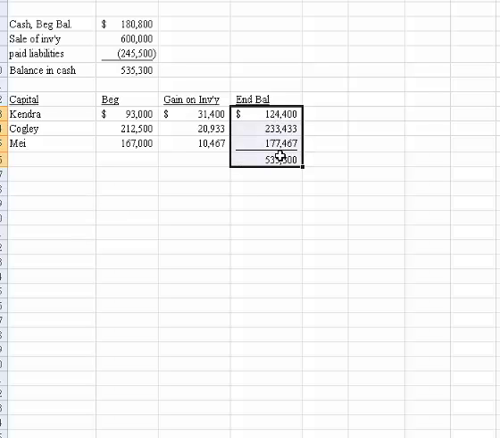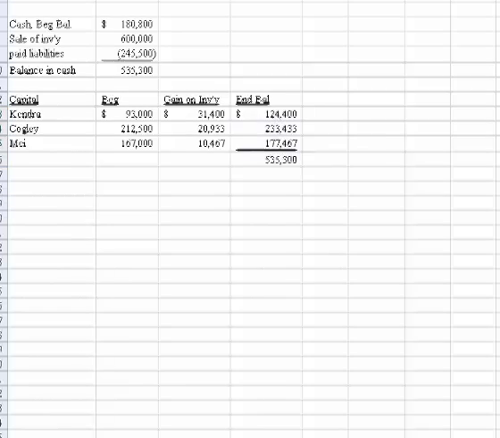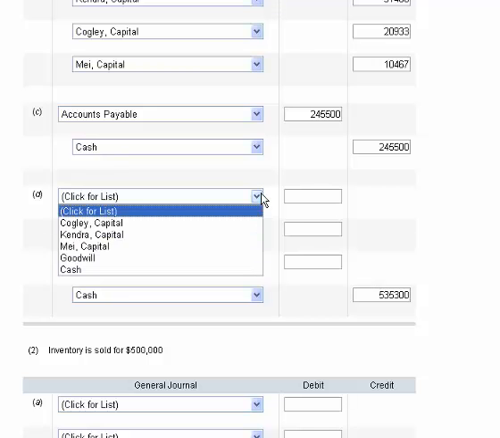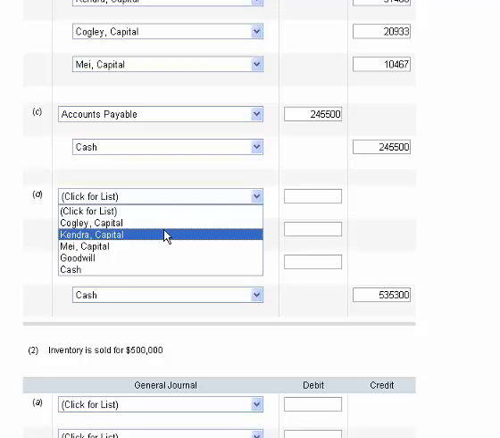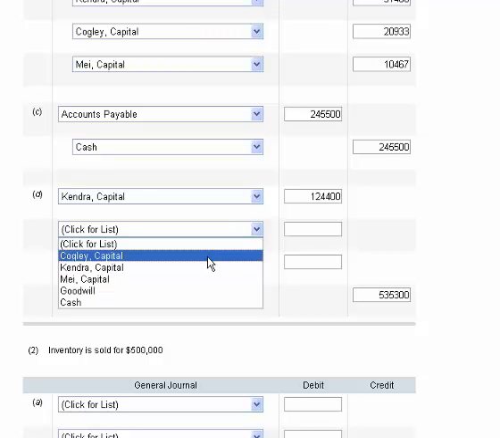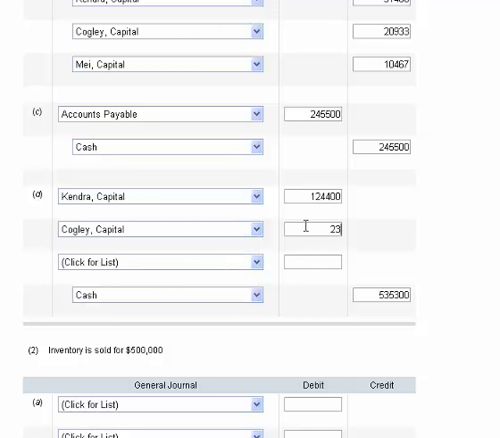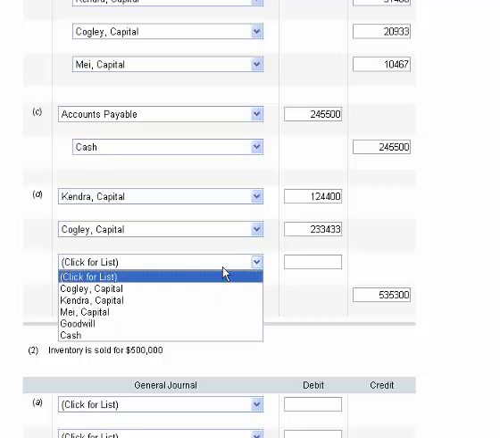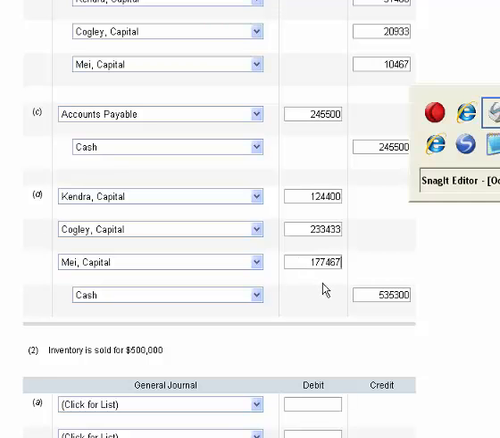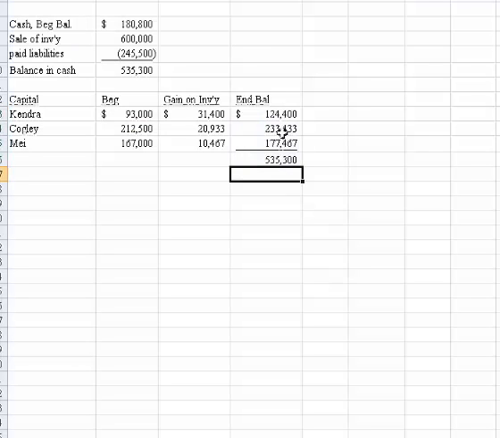Okay, so now we've got enough information to make the final journal entry. We drop in the cash that we're distributing, the 535,300, and then we're going to debit the three partners again. Kendra's was equal to 124,400, Cogley's was equal to 233,433, and May's was equal to 177,467. That should equal the 535,300 that we just came up with right there.